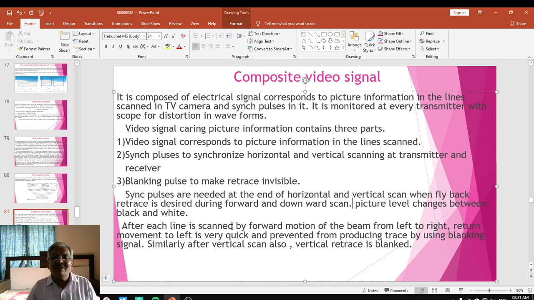After each line is scanned by a forward motion, from left to right, the return movement to the left is very quick and it is prevented from producing a trace by using the blanking pulse. Similarly, after the vertical scan also, the vertical retrace is blanked. All this means that synchronizing pulses and blanking pulses are applied at the end of every horizontal trace period or at the beginning of the horizontal retrace period, and also at the end of every vertical trace period or at the beginning of every vertical retrace period.